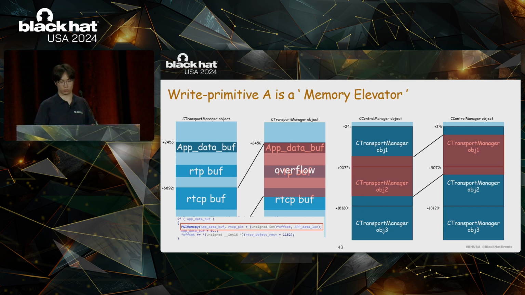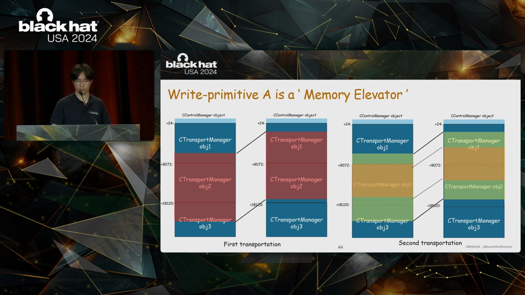And then we call the memory layout of C control manager and C transport manager. 7 C transport manager objects are placed spatially and continuously within C control manager. By using this memory elevator, we can move data from the second C transport manager object into the first one. And we call primitive A a memory elevator because it can move data more than once. Not only can we move the data from the second C transport manager to the first, but we can also move the data from the third, the fourth, and so on into the first.